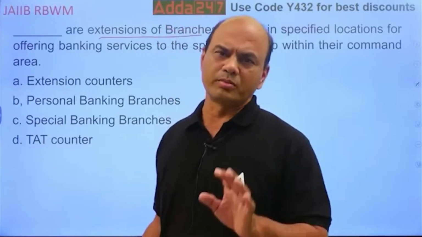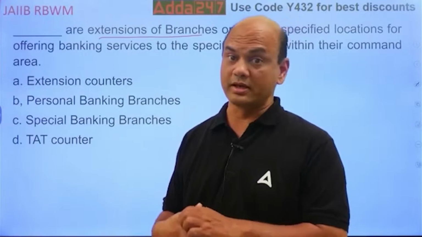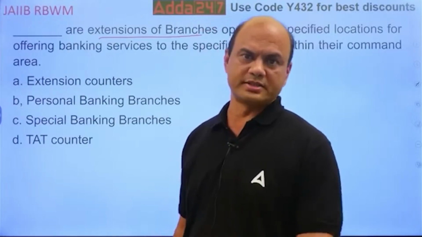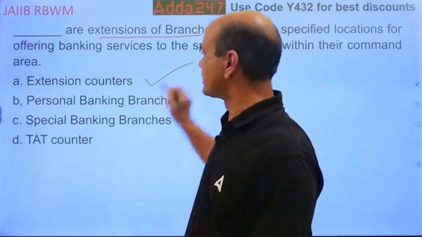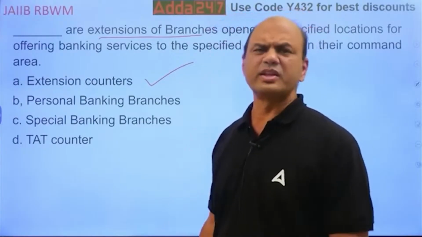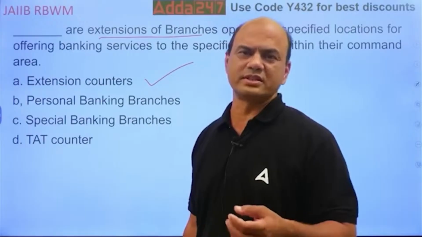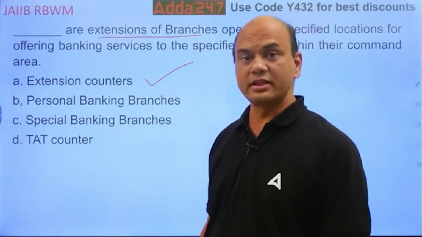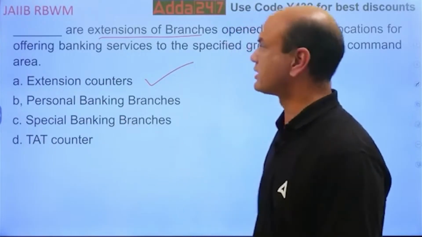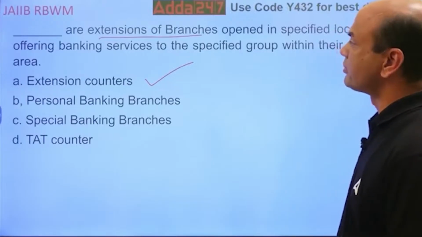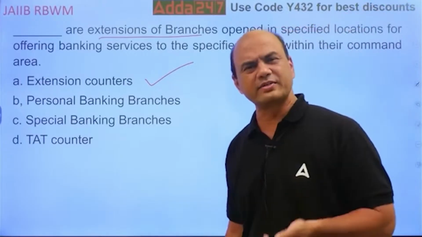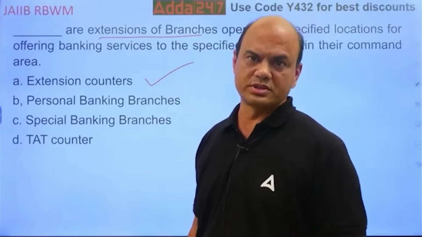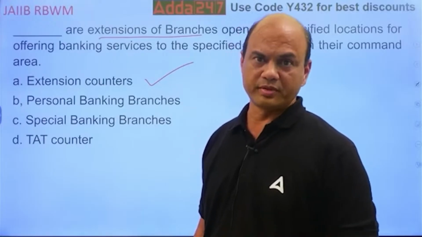That extension counter normally deals in only liabilities. Normally, I'm not saying always. It can deal in assets also, but normally it deals in liabilities. Nowadays banks have very few extension counters left. Now everything is converted into branches. But still this concept is there. These extension counters are opened for offering banking service. Generally all the liability services and even the asset services they offer, but they don't sell anything. They don't open new loans. Deposits they can open.